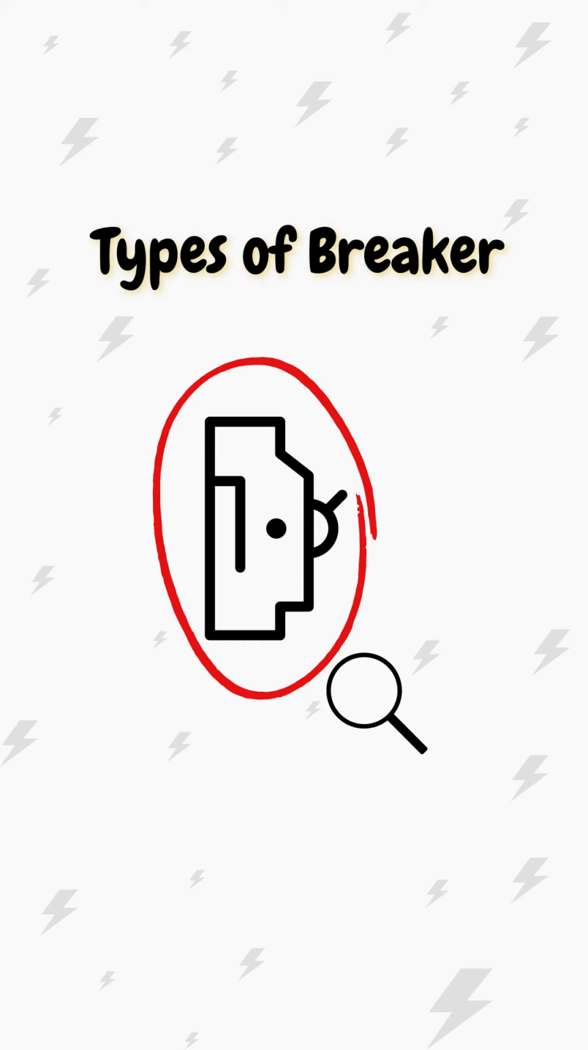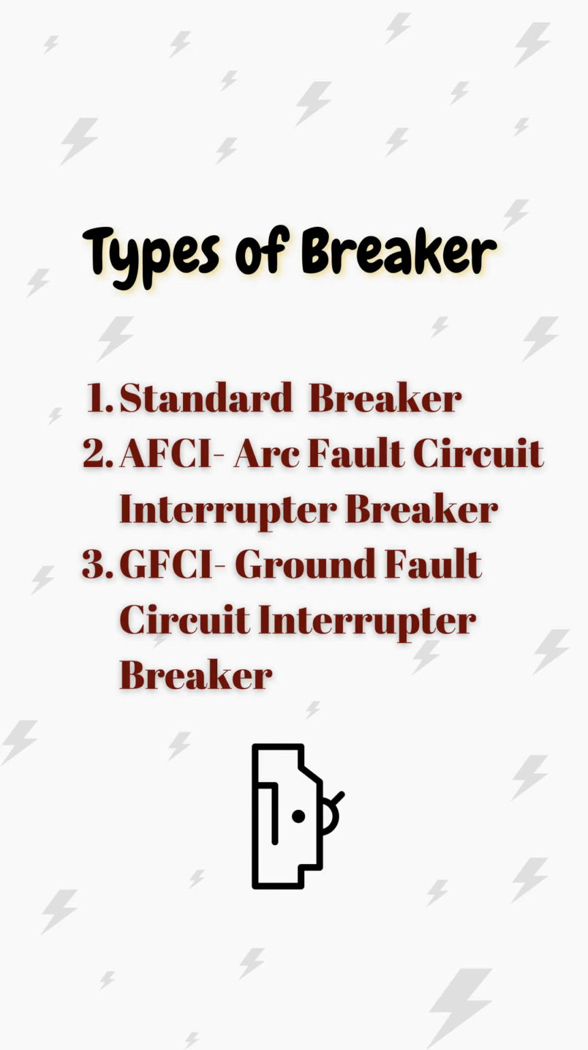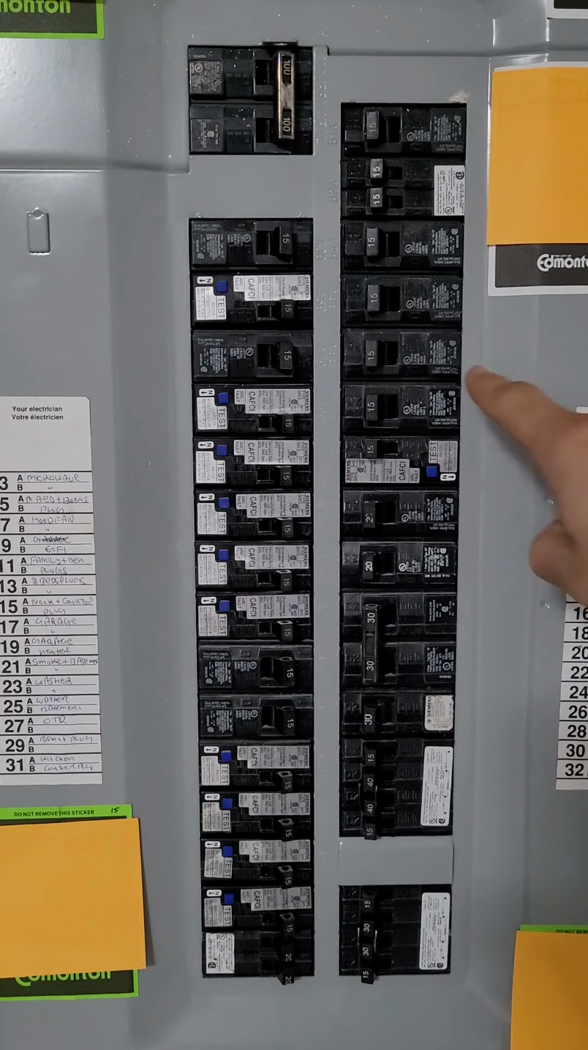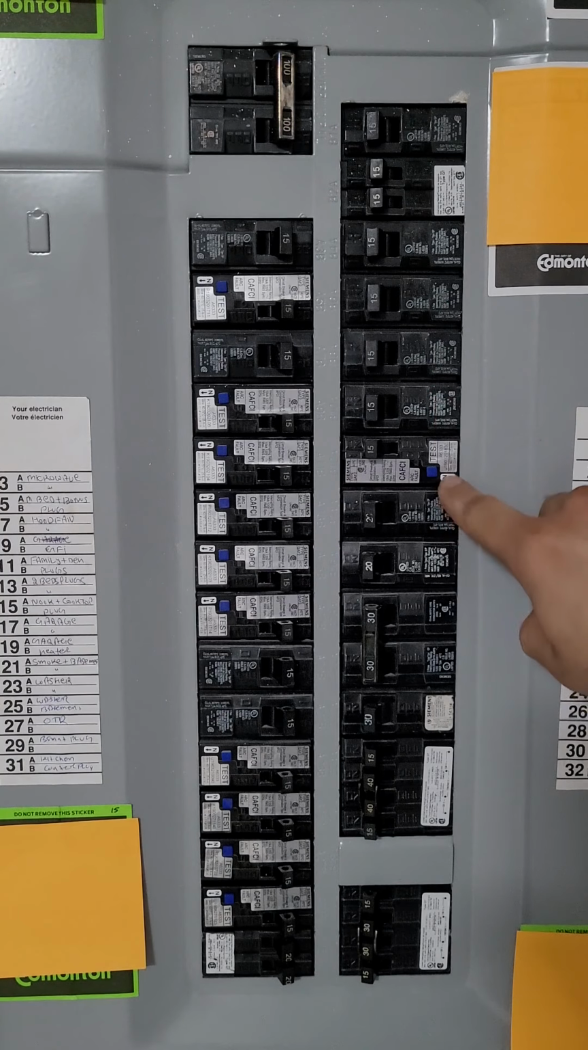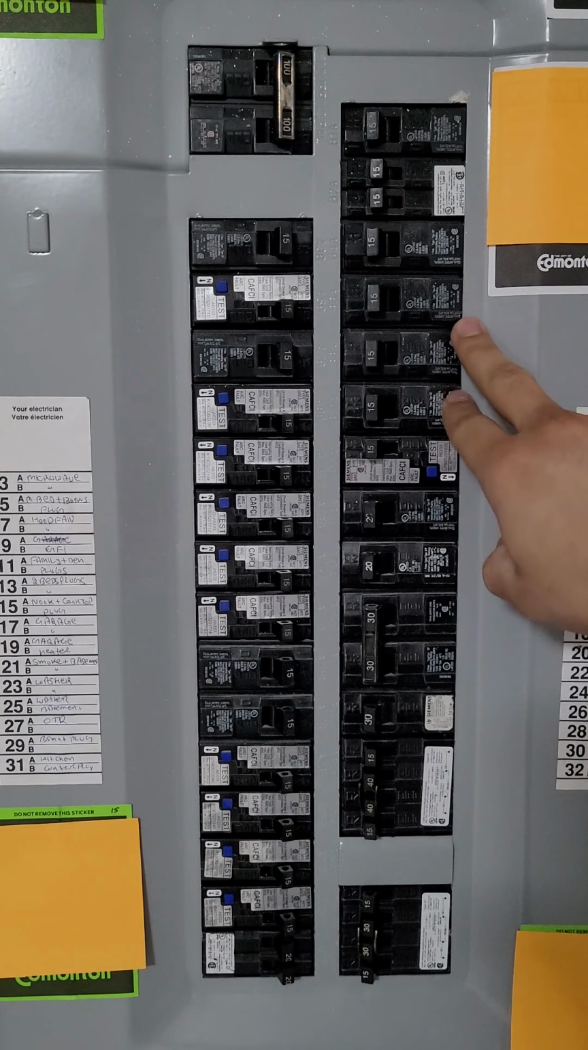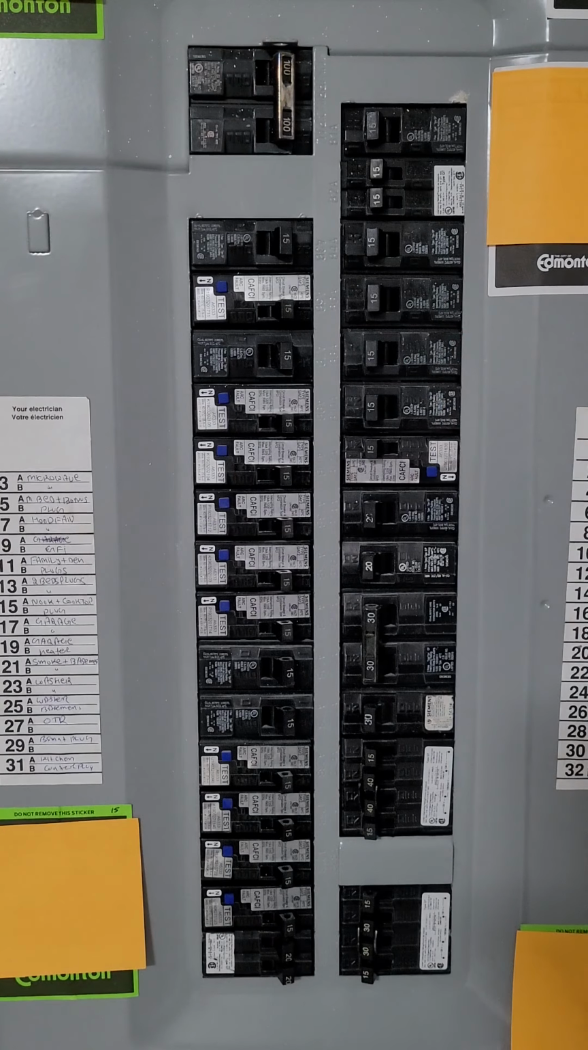So first is type of breakers. So usually there are 3 types of breaker, but in this panel we only have 2, but I will discuss all 3 options. So the first one, if you see here, that doesn't have a test button, is a standard circuit breaker. It's a simple breaker that trips when a circuit overloads.